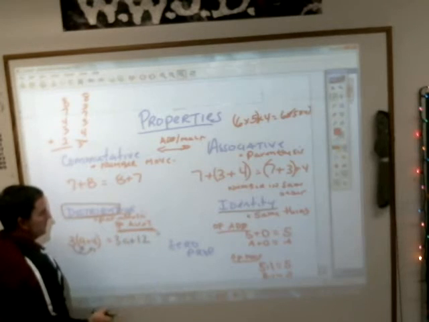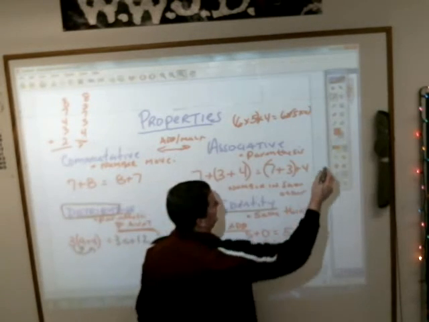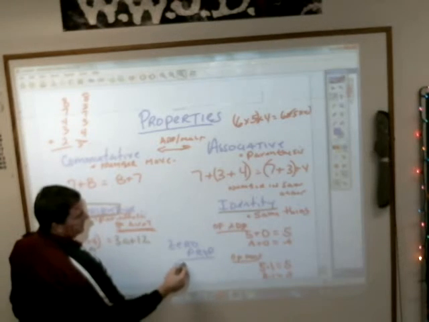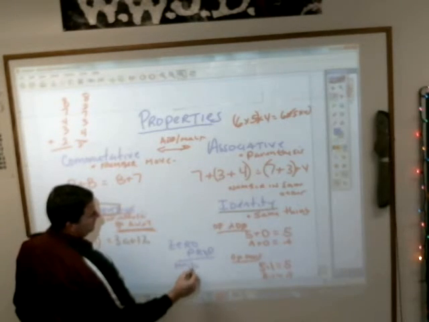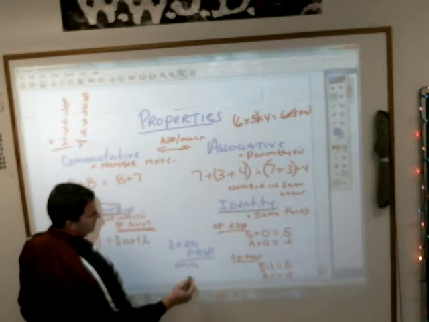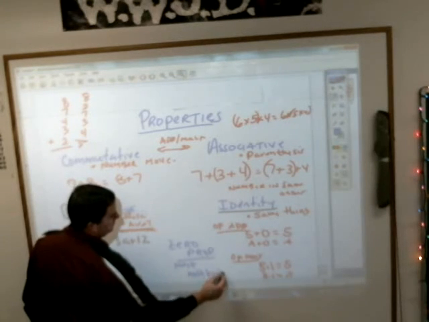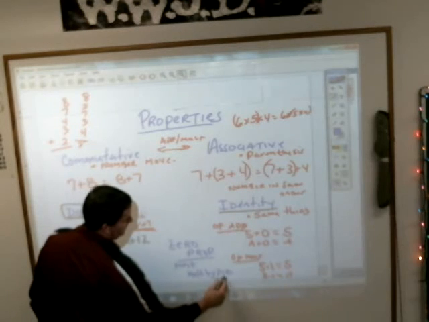And then the last one is the zero property, and that is only of multiplication. And that just means when you multiply by 0, you get 0.